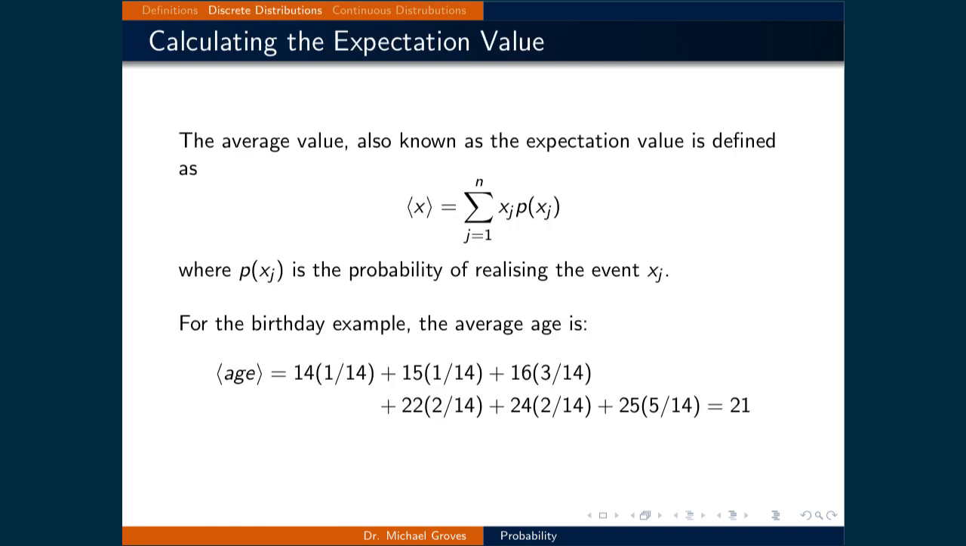Let's now start to use these definitions to determine some useful values. In quantum mechanics, the average value is called the expectation value. The average value of a quantity is denoted by that quantity being enclosed by angular brackets, and it's the sum of each event, x sub j, times the probability of each event occurring, p of x sub j. So for the birthday example, the expectation value of the age of a person in our sample is the sum of the age times the probability of someone being that age. In our data, the expected value is 21.